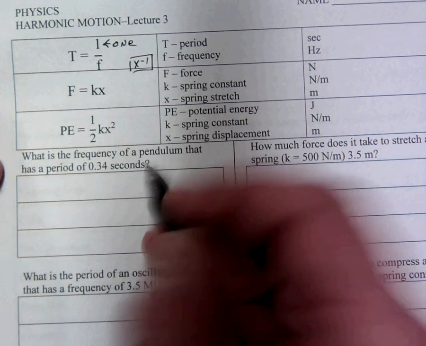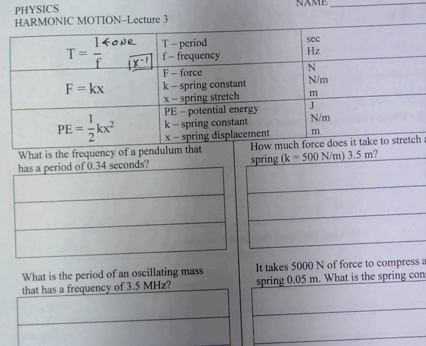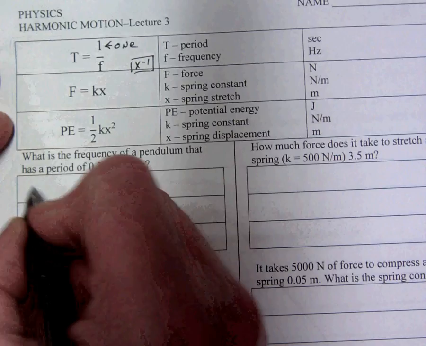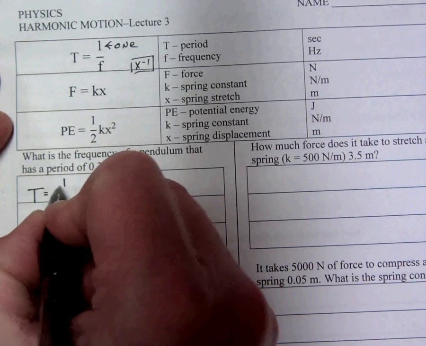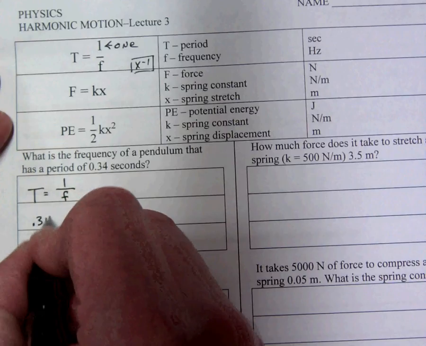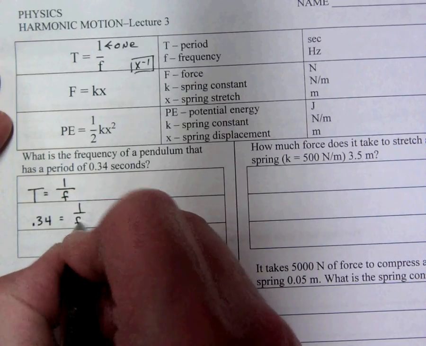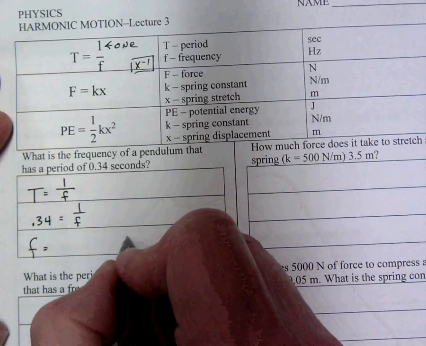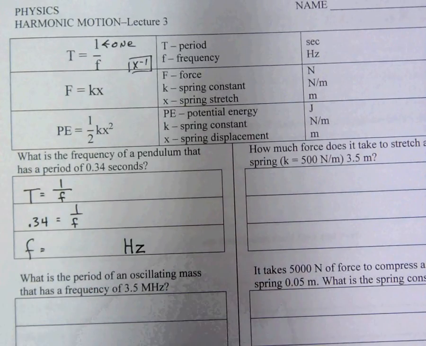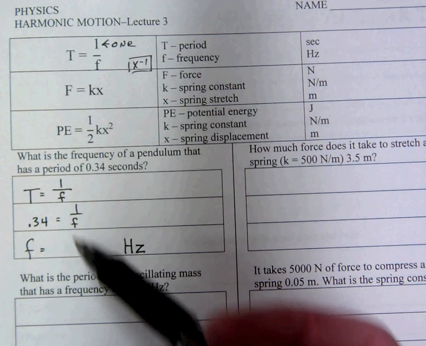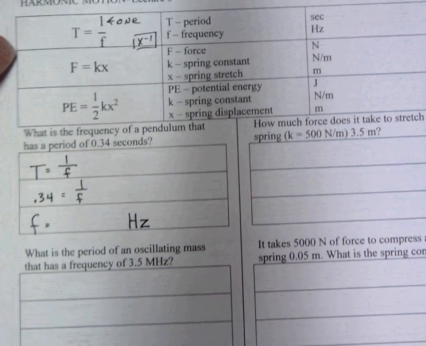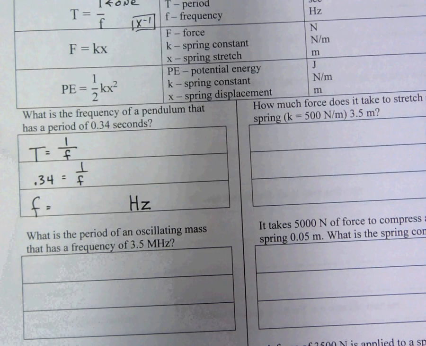So let's look at the frequency of a pendulum. It doesn't matter whether we're doing it with a spring or a pendulum, this works. So I got T equals 1 over F, and this is 0.34, 1 over F, and the frequency is in hertz. Now in some textbooks, and sometimes your teacher will say, since they're an inverse, F equals 1 over T. Just be careful and don't do it if they don't want you to. So we're just starting out with this.